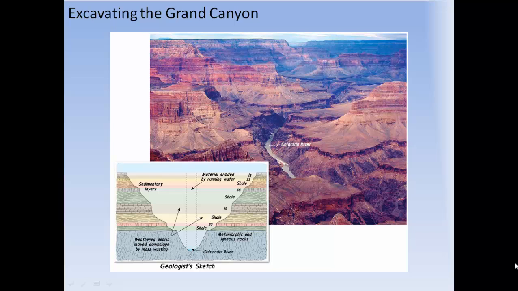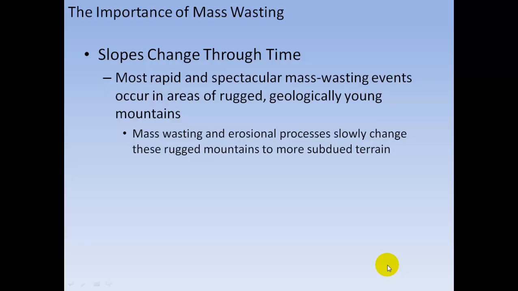So, excavating the Grand Canyon. Originally, all these rock layers were one solid rock layer. The center here is the portion that was eroded by the running water of the Colorado River. The rest of it was debris that broke away through mass wasting.